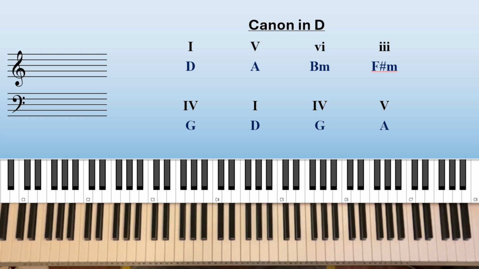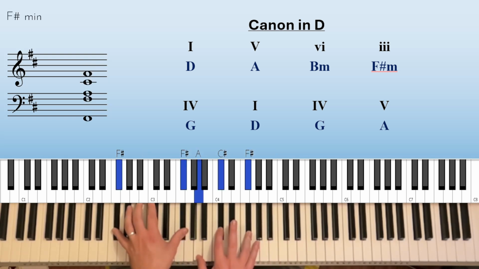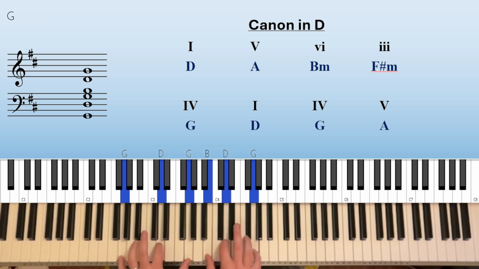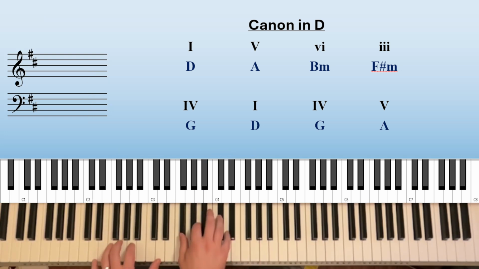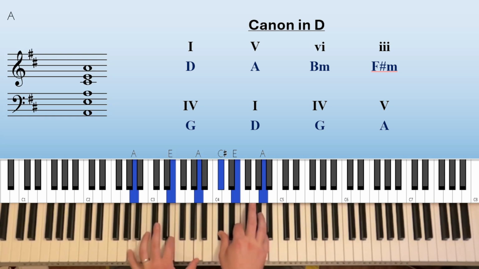So let me just change that key here. So the key of D is going to have the 2 sharp signs, right? You can see them right there. And it starts off in 1, or D, right? And then it goes to 5, A, and it goes to 6, B minor, to 3, F sharp minor, then to 4, which is G, and then back to 1, which is D, then back to 4, which is G, and then to 5, which is A. All right, so it's 8 chords, and it repeats the whole song.